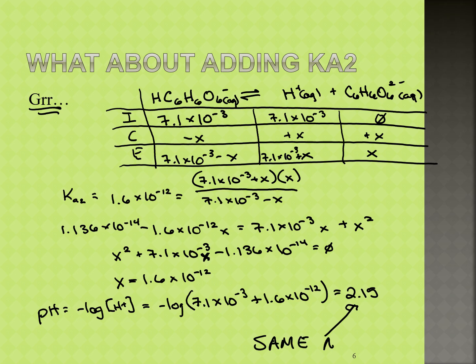same answer. So there's no reason to go through and do this Ka2 or the Ka3. They're so small in relation to Ka1 that they are not going to make our solutions any more acidic based on their pH. Yes, they are by a very, very tiny amount, but not enough that we're going to see in our answers. So don't worry about going through and doing those. If you have a polyprotic, just worry about Ka1 and be done with it.